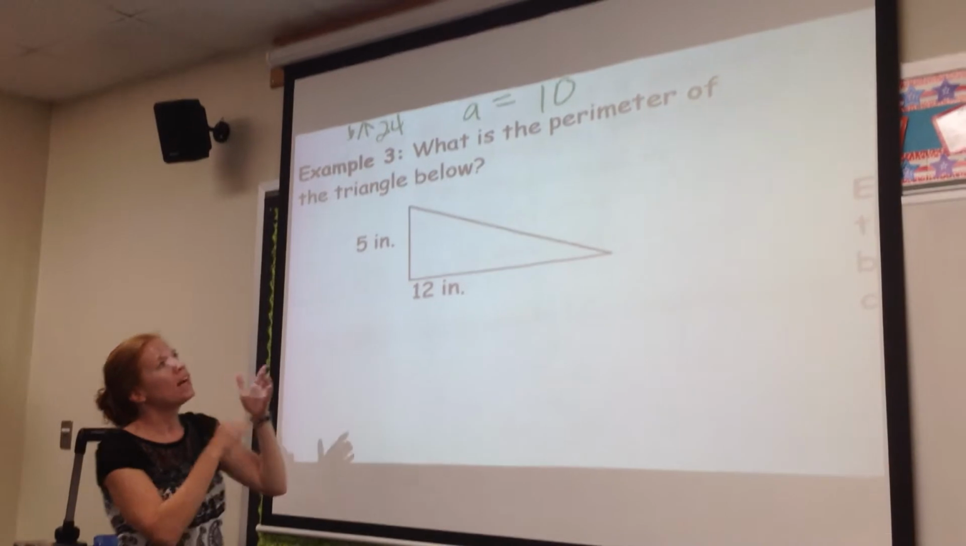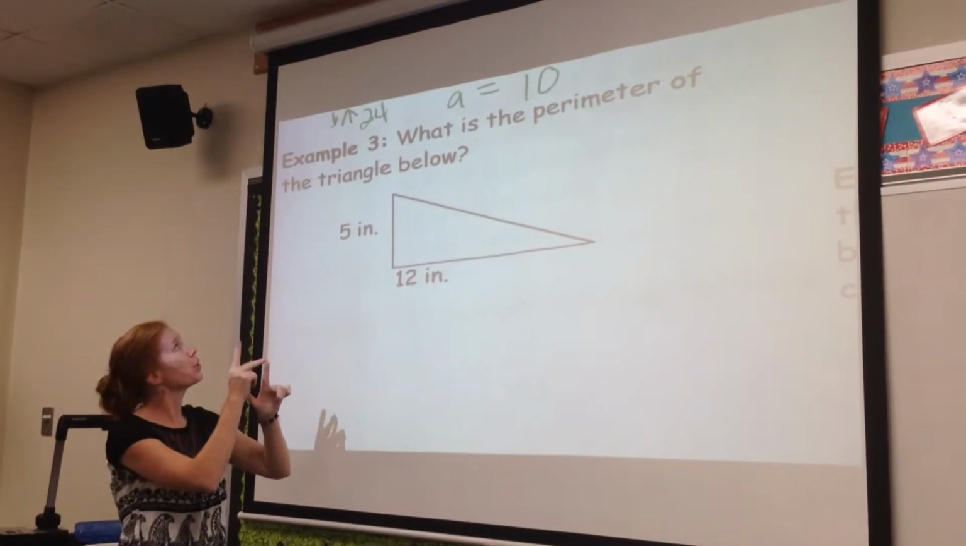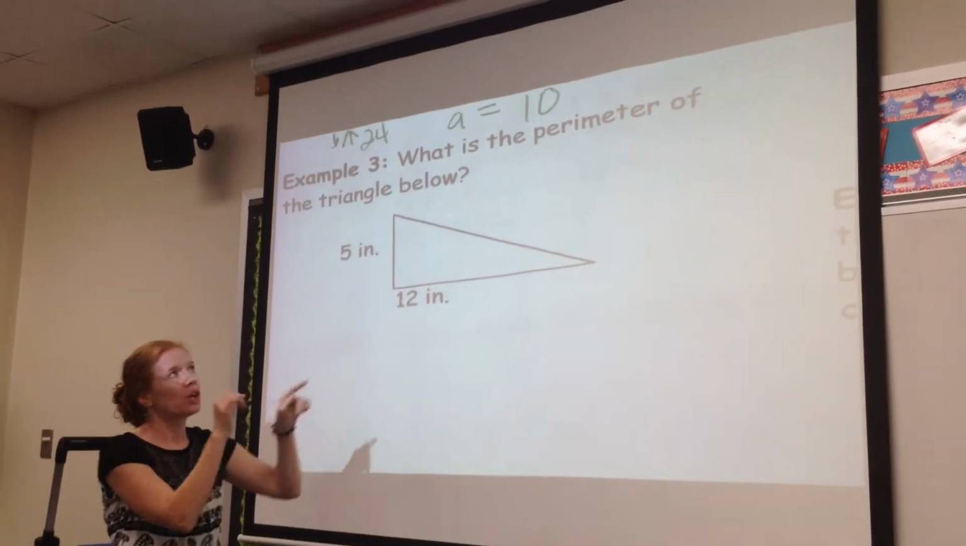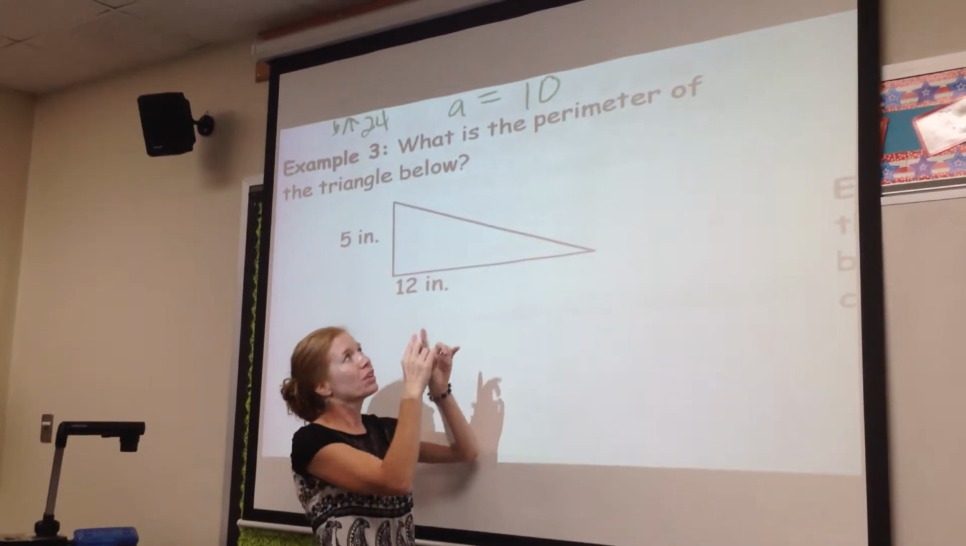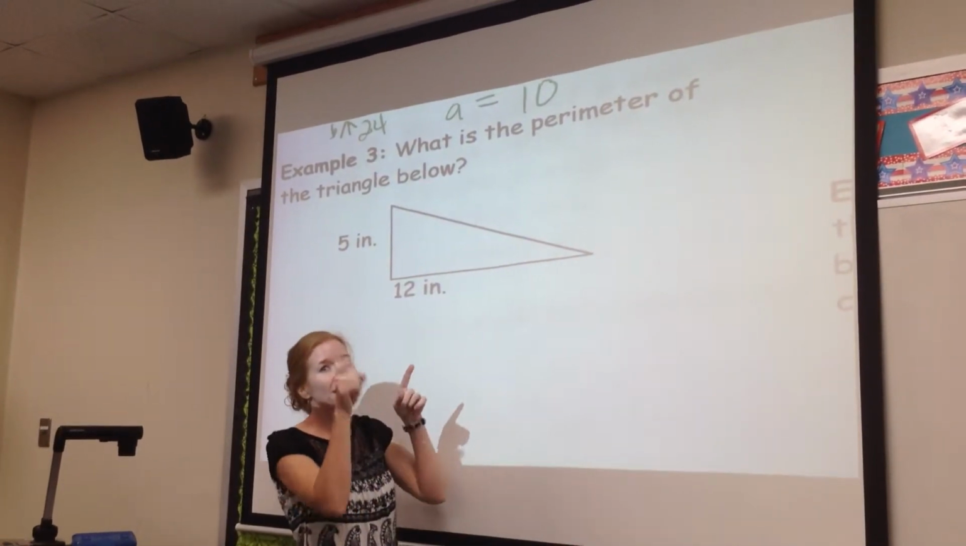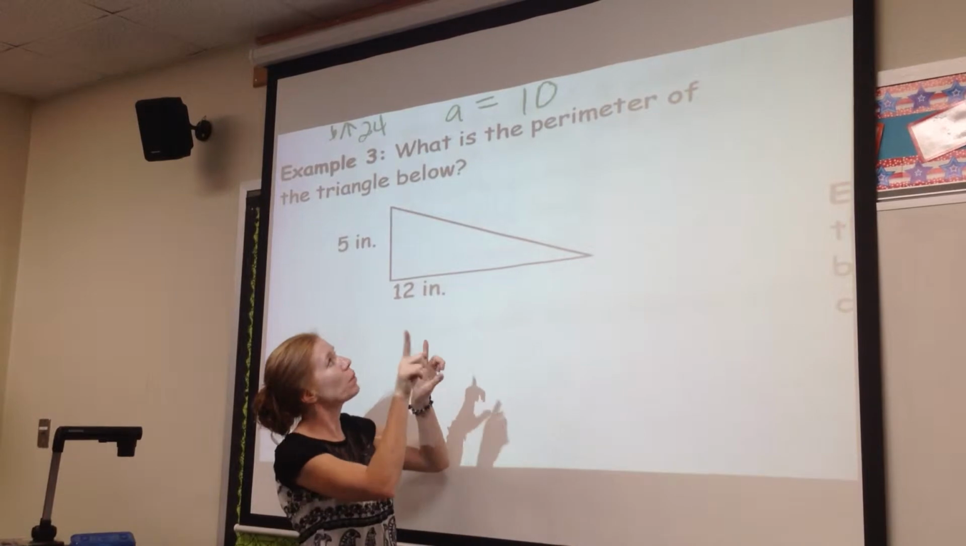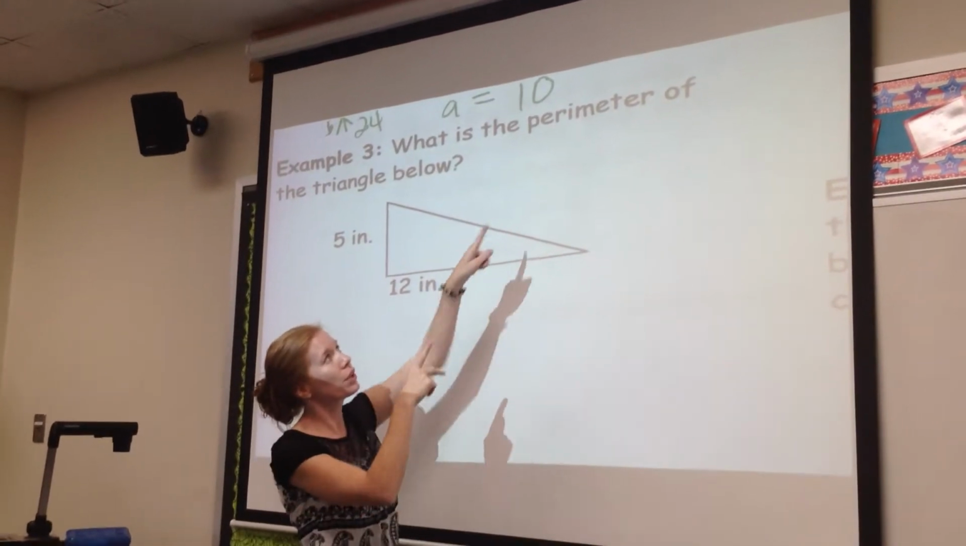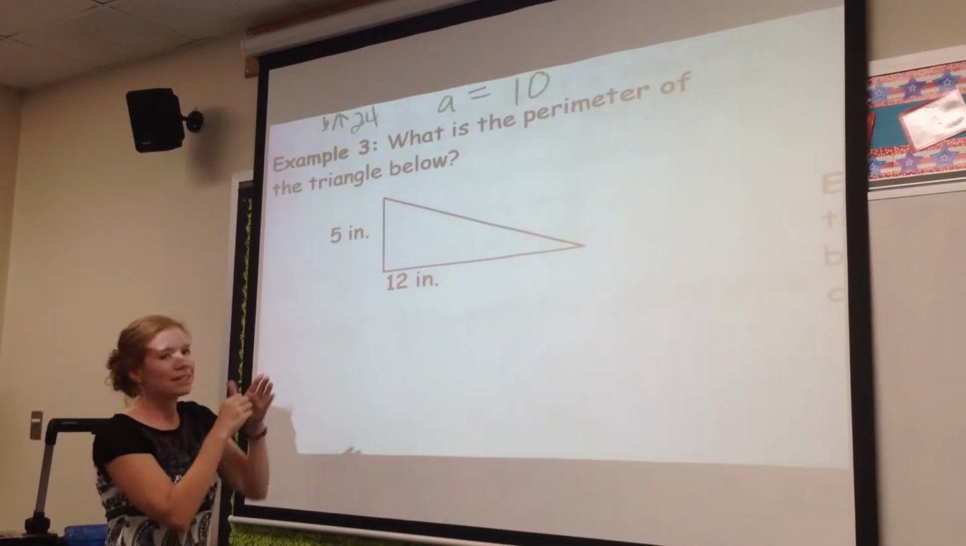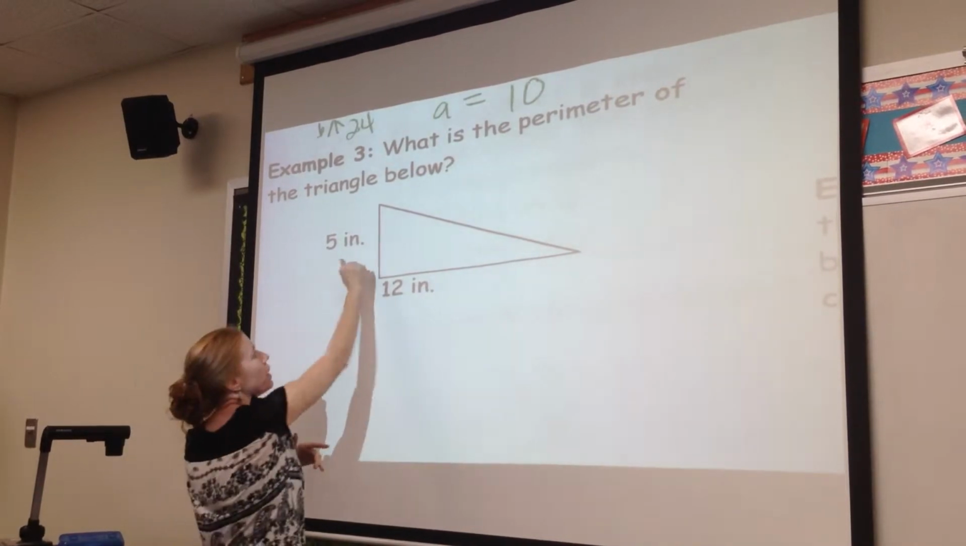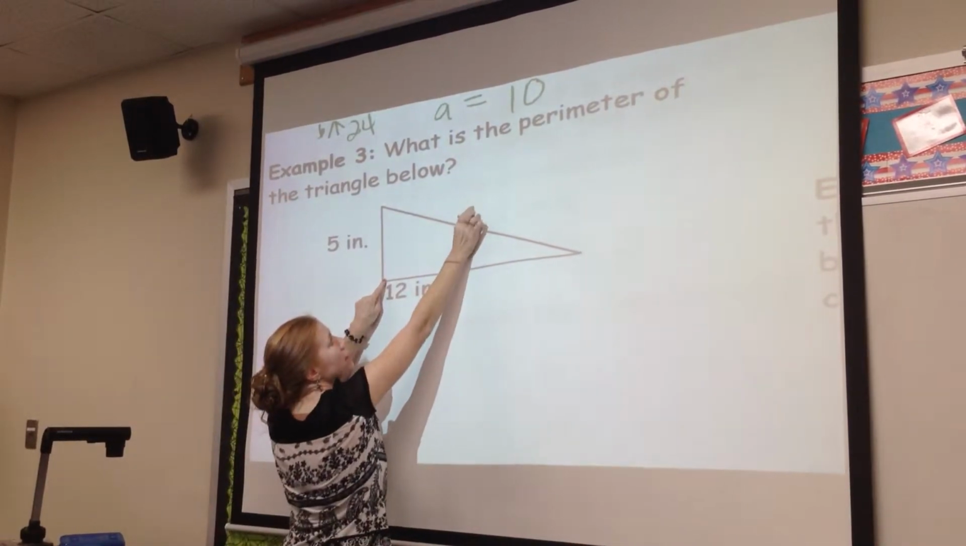Okay, it says, what is the perimeter for this triangle? So that's going to be an important word now. Okay, we don't only need to find how much is the hypotenuse, but we also have to find the perimeter. Okay, so let's label A, B, and C. I'm going to put A, B, C.